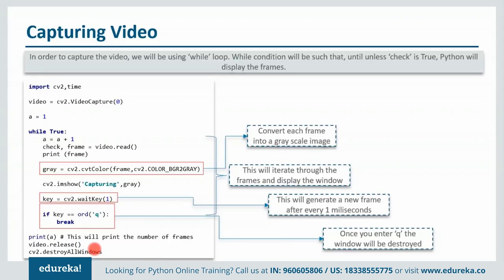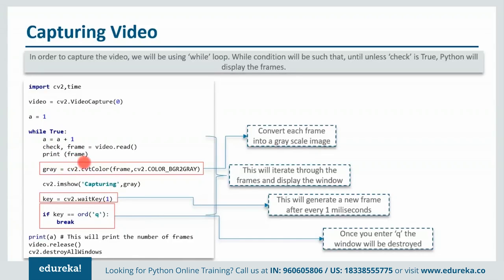Let me take you through the code again. We are importing cv2 and the time module. Then we are creating a video capture object. After that, we have a variable a equal to 1, which will tell us the number of frames that we have captured. While True, which means while Python is able to read the video capture object, increase the a value by 1. Then in these two statements, we are printing the frame, the n-dimensional array object.